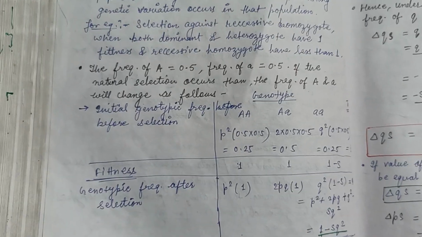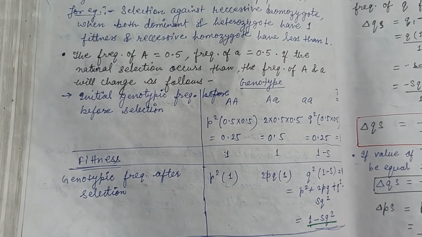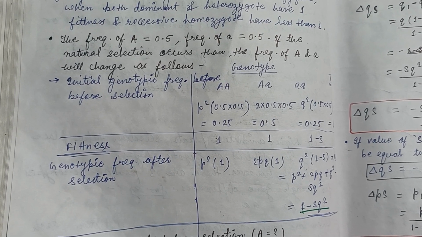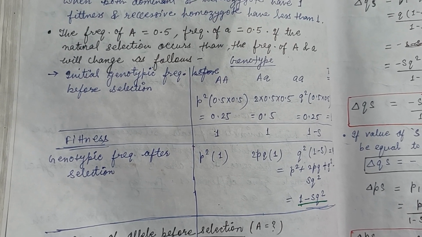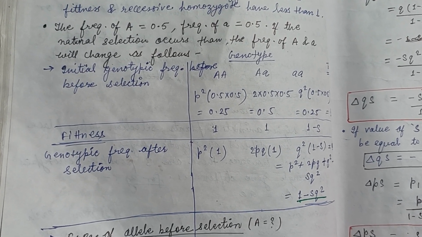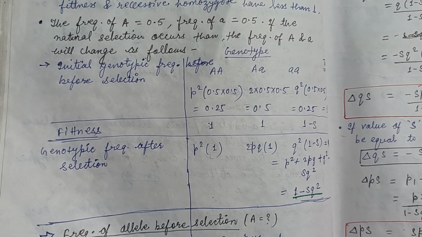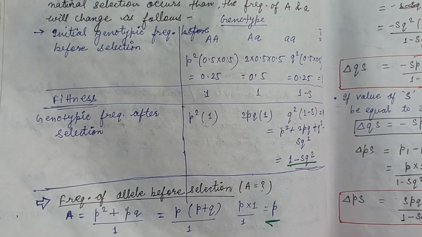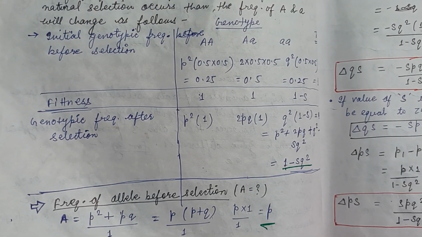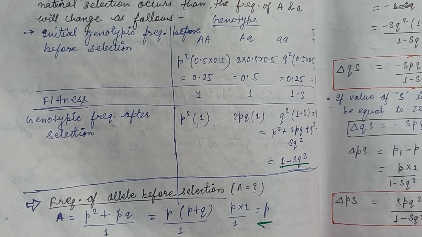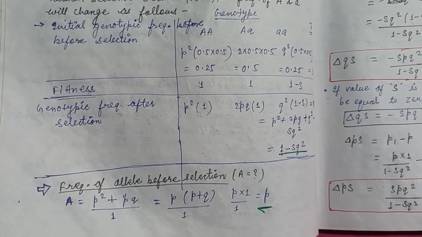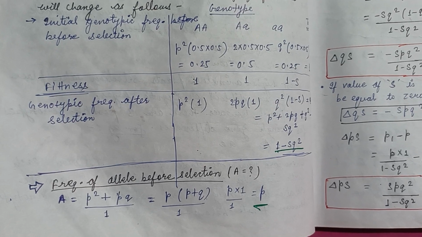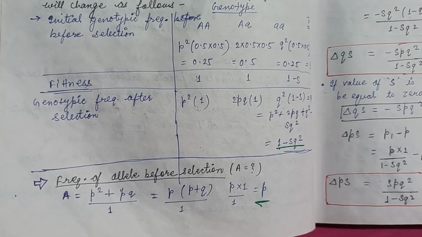For example, if the frequency of capital A is 0.5, then the frequency of small a is 0.5. If natural selection occurs, then the frequencies of capital A and small a will change as follows. The initial genotypic frequency before selection is p square plus 2pq plus q square equal to 1. The fitness is 1, 1 and, for the homozygote recessive, 1 minus selection coefficient, and after selection it will change to 1 minus s q square in the case of q homozygote recessive.